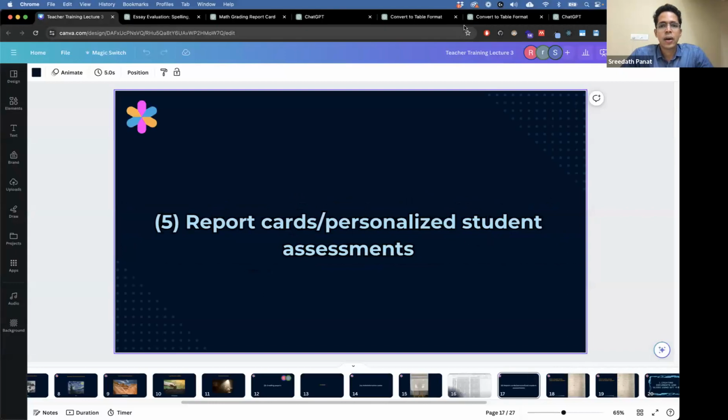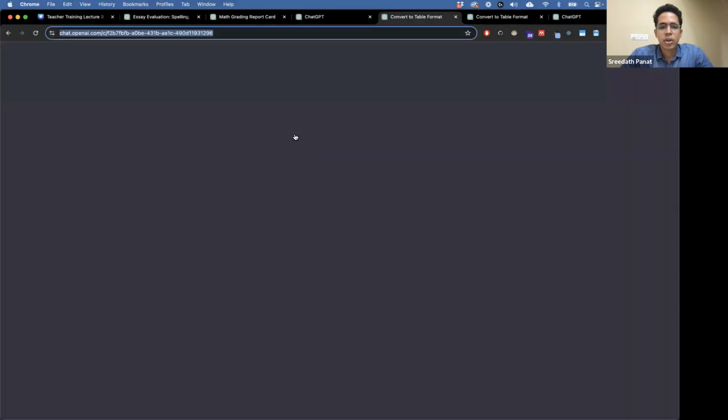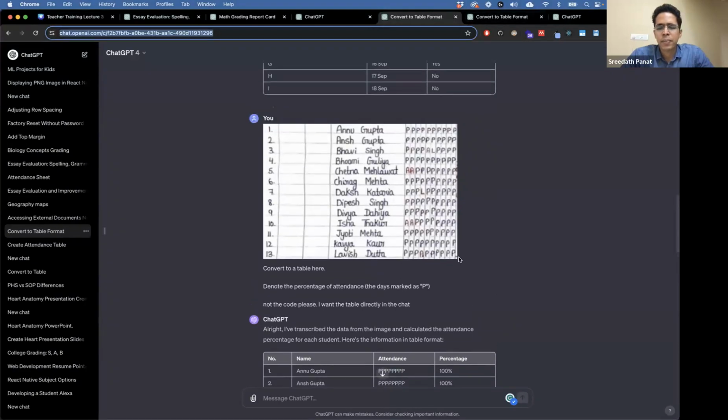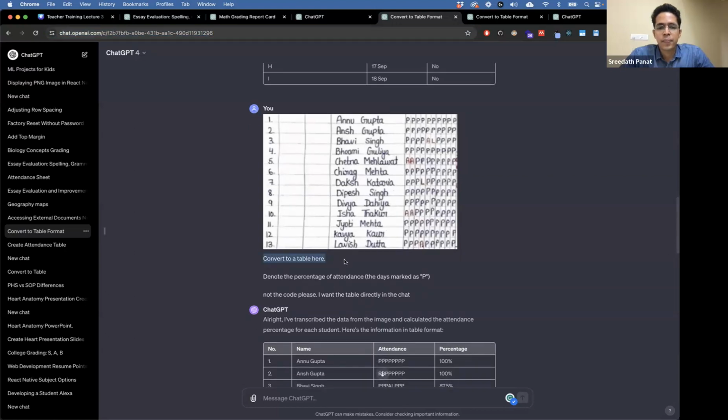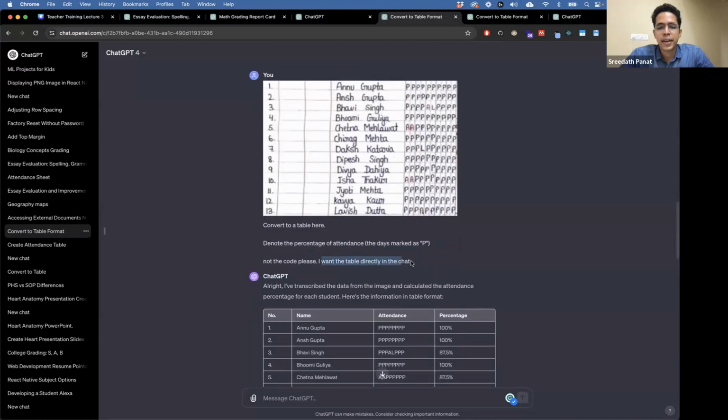But now let's see how ChatGPT does the same thing. We just took a screenshot of the attendance sheet, only part of it, because otherwise in the demo it will take time, right? So we just wanted to check it. We took the screenshot of the first 13 students over the first few days. And we wanted to see how ChatGPT can digitize this. First we said, convert to a table, denote the percentage attendance, the days marked as P, and we asked GPT to create a table.